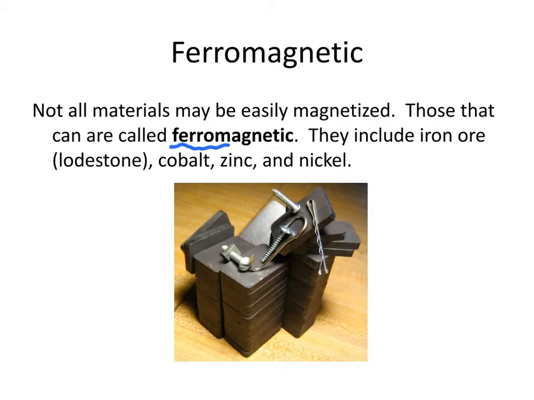Fe might sound familiar to you because that's the symbol for iron in the periodic table. So this really means materials that are like iron. Iron is the most common, really good ferromagnetic material. You'll find it in iron ore, sometimes called lodestone. That's an older name for it. Cobalt, zinc, and nickel are also ferromagnetic, but to a lesser degree. They won't give you as strong a magnetic field. So if you're buying a permanent magnet, pretty good chance that it's made from iron.